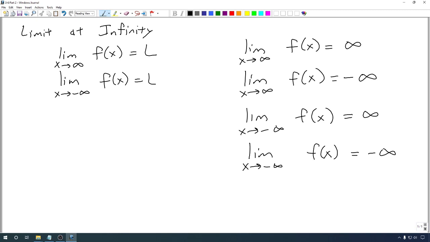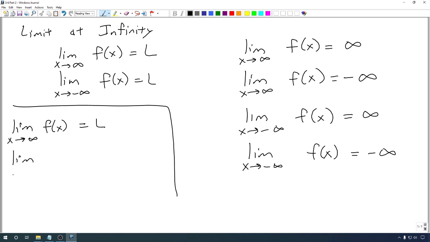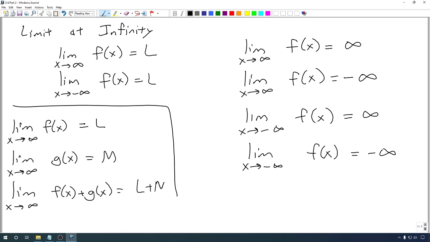Now, one useful thing about limits at infinity is that most of our rules for limits actually still work. If I have the sum of two functions and I can take the limit of each part separately, then the sum of those two functions will go to the sum of the limits. We could write something like the limit of f of x being L at infinity, and the limit as x goes to infinity of g of x equals m means that the limit as x goes to infinity of f of x plus g of x is going to be L plus m.